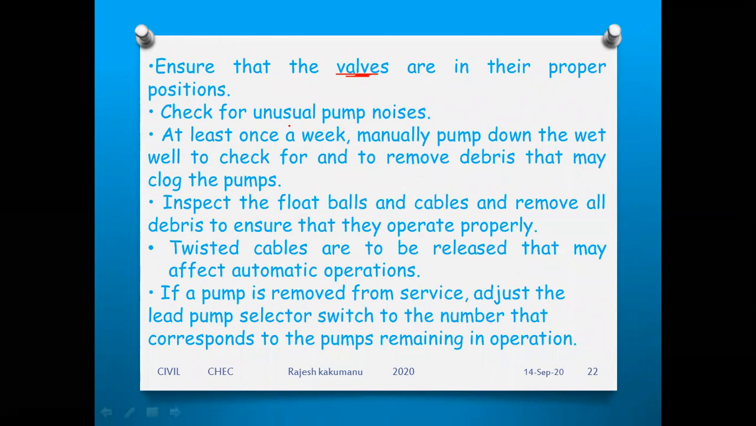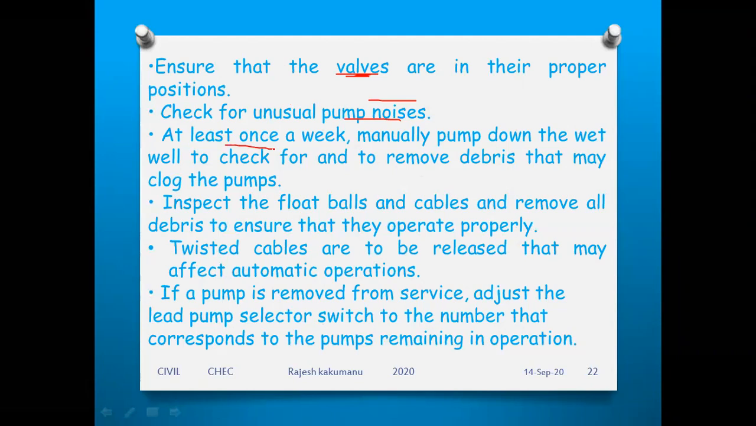Check for unusual pump noises. So every day we have to observe for general things, whether it is a pump problem. Is there any disturbance in the pump? Where is the noise coming from: when velocity is high, when it is low, when the pump is switched on, when the pump is switched off, or in the middle? Why are you getting the noise? Everything should be checked, either automatically or manually.